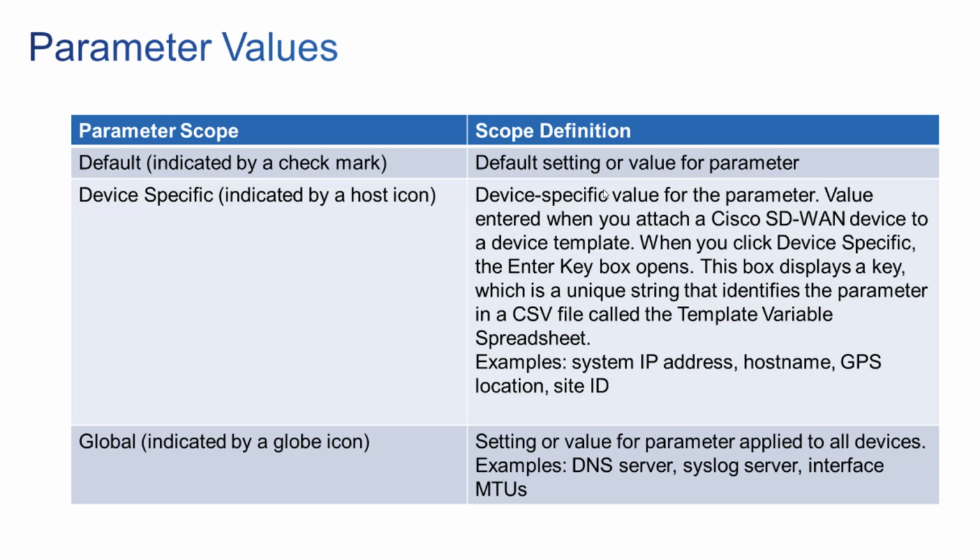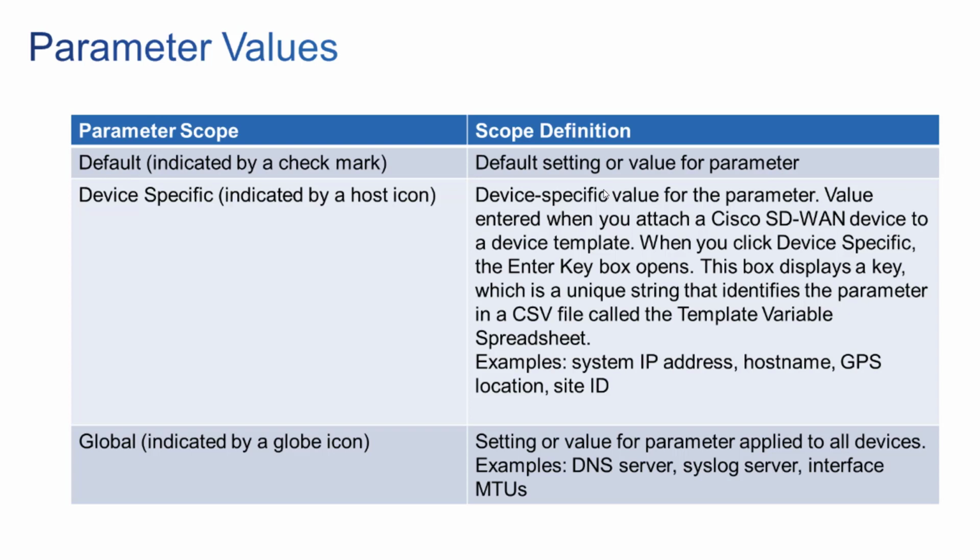Now the slide here says, or the description, the scope definition, device-specific values for this parameter. The value gets entered when you attach the SD-WAN device to a device template, or when you click device-specific. When you click device-specific, the enter key box opens, and the box displays the key, which is a unique string that identifies this parameter in the CSV file called the templates variable spreadsheet. We're going to talk about that towards the end of this particular section. Actually, the next slide will be talking about those template variable spreadsheets.